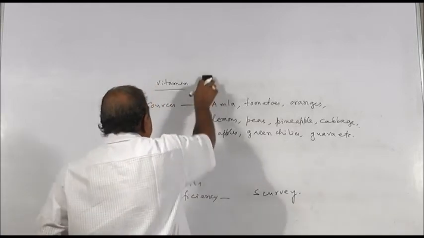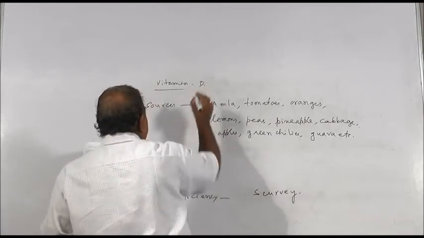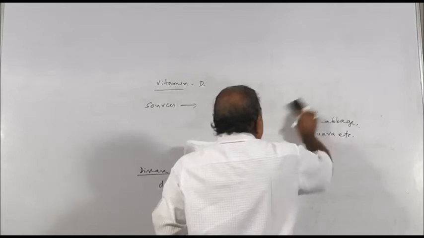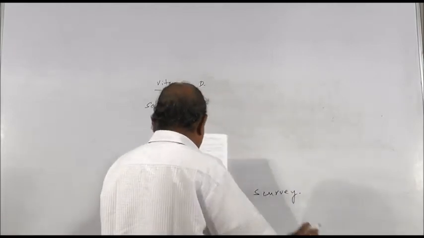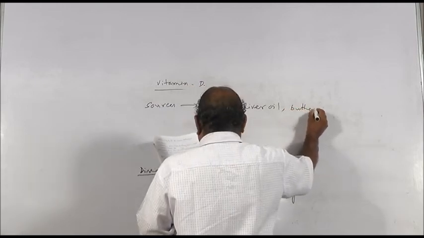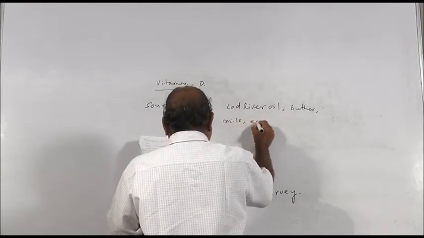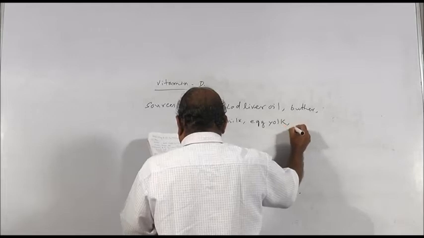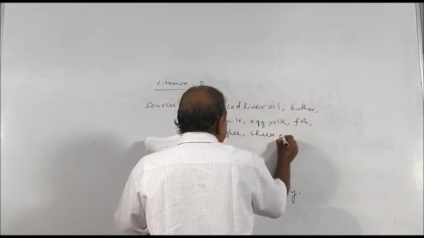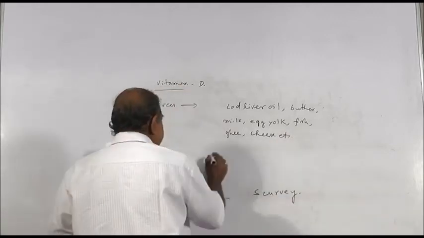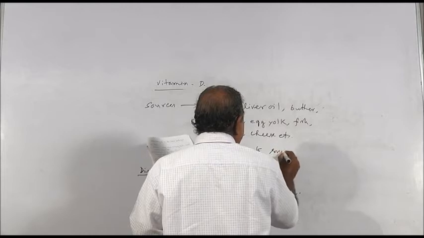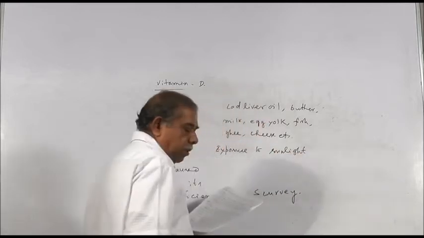Next is vitamin D. The different sources which provide vitamin D to our body are cod liver oil, butter, milk, egg yolk, fish, ghee, cheese, etc. And another important thing also, exposure to sunlight, morning sunlight mostly, also produces vitamin D in our body.